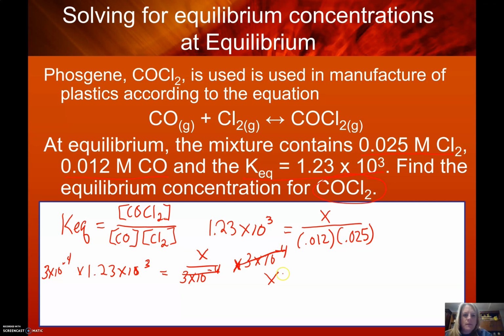of 0.369. Now remember, this is a concentration, so that means it has units. Big M is our unit. So that is the concentration of phosgene. Cool? All right, how about you try one of these?